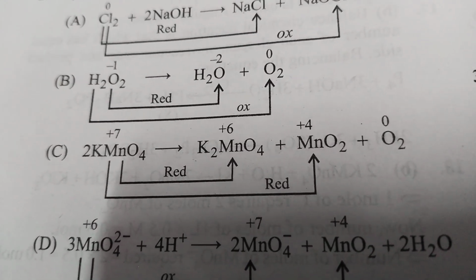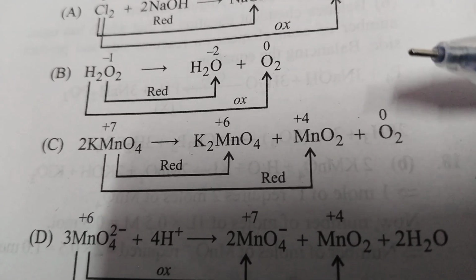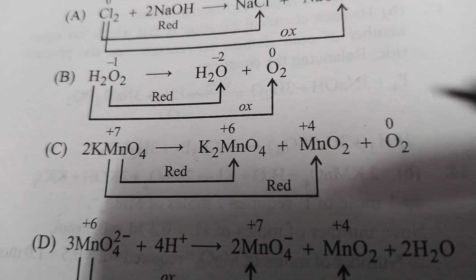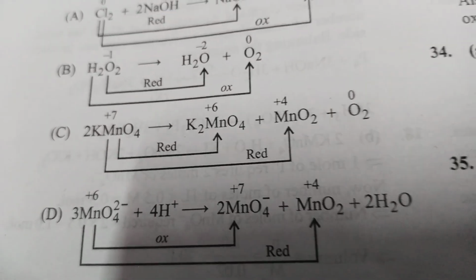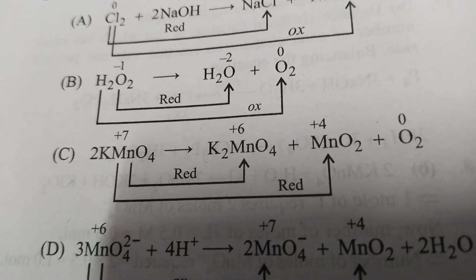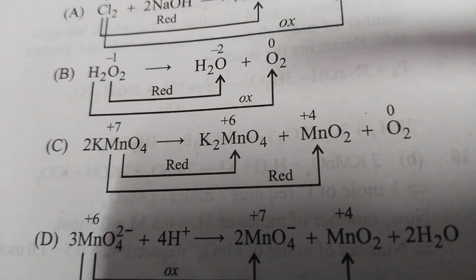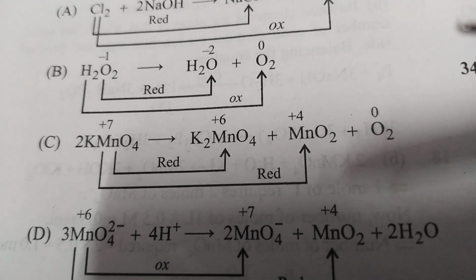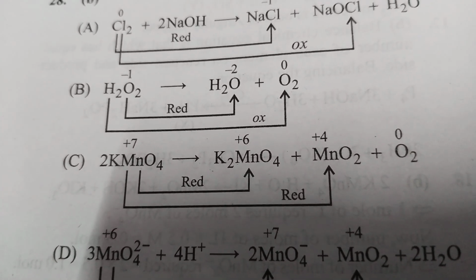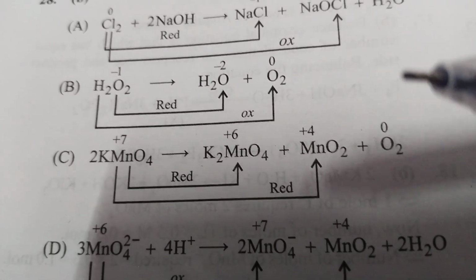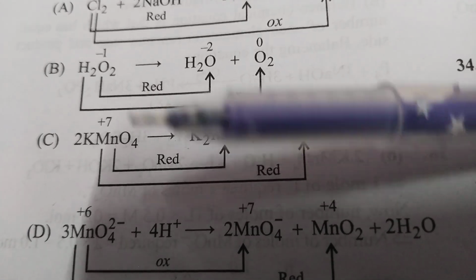My dear students, for competitive chemistry exams, focus. You see, A, B, C, D, four reactions were given. Among the four reactions, which reaction shows a disproportionation reaction? Which reaction undergoes disproportionation? Do you know what a disproportionation reaction is?